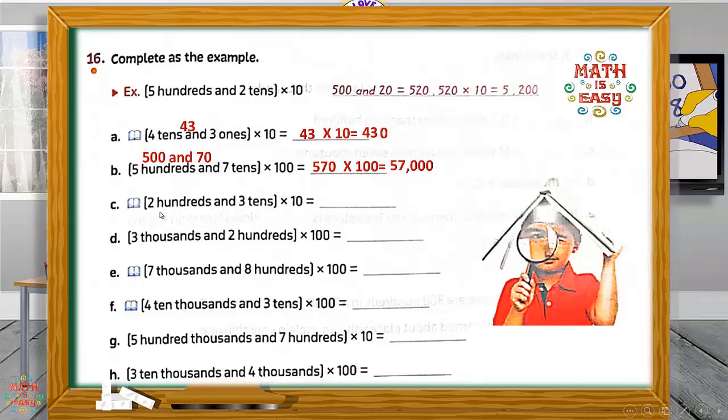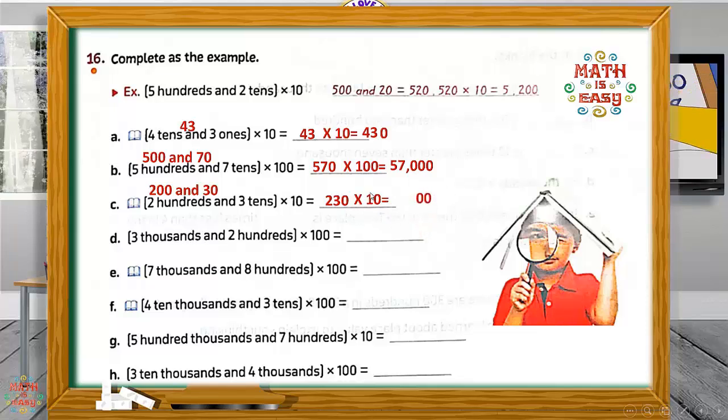Next one, C. 200s, hundreds, 2 zeros. 200s and 3 tens, meaning 1 zero. So I have 230. Make addition between them. 0 plus 0 equals 0. 3 plus 0, 3. And 2 plus nothing equals 2. 230 times what? Times 10. Now, how many zeros do you have now? 1, 2. Put the zeros out. After that, multiply 1 times 23. The answer is 2,300.